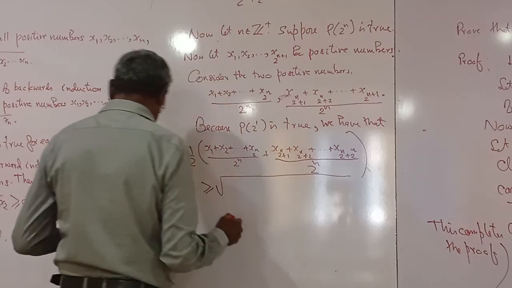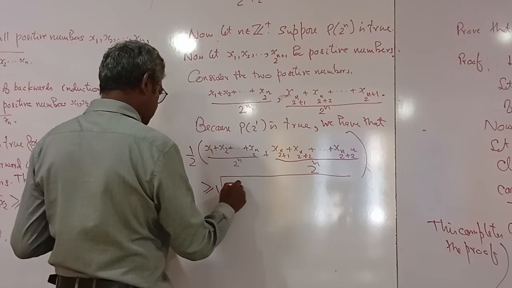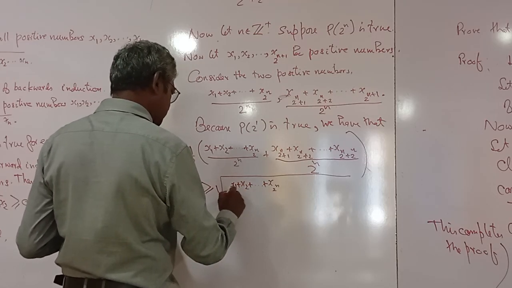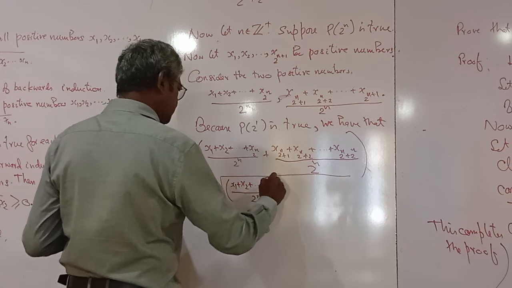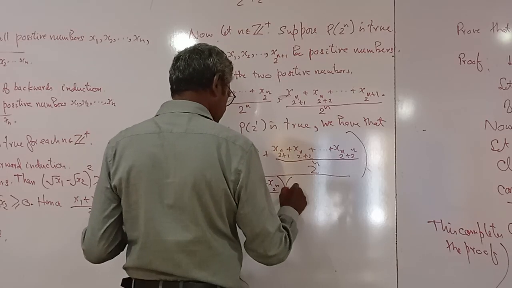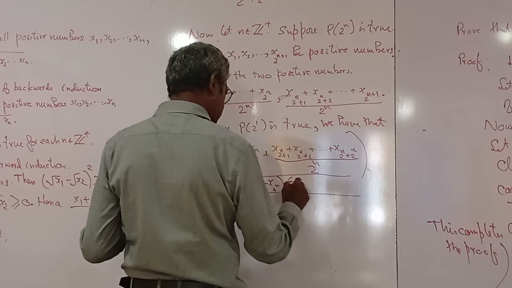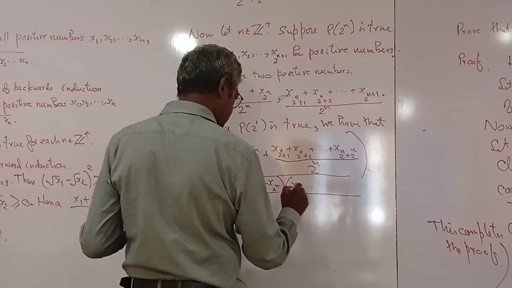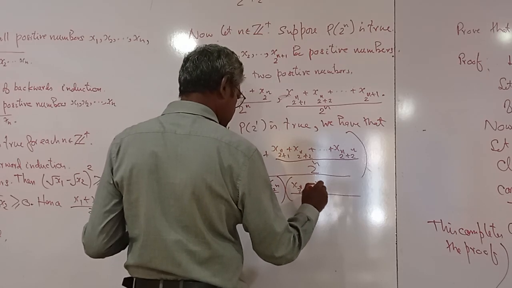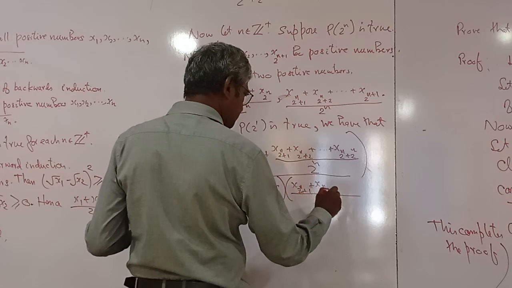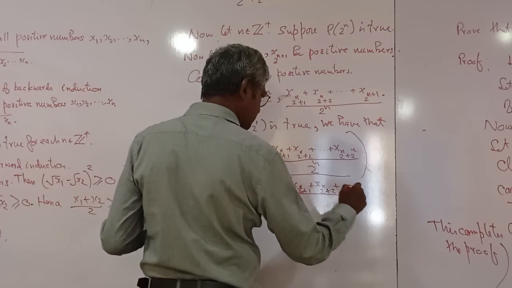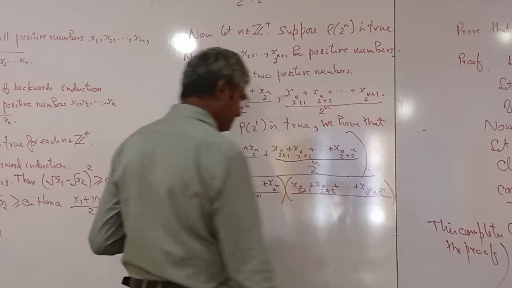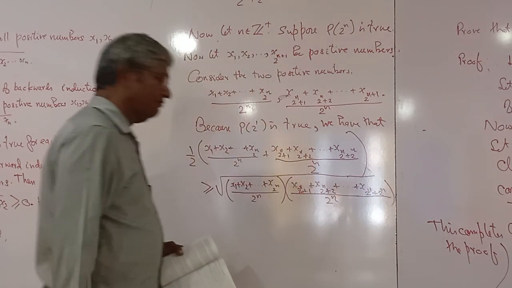Square root of (x1 plus x2 plus and so on plus x of 2 to the n, divided by 2 to the n), this one times (x of 2 to the n plus 1 plus x of 2 to the n plus 2 and so on plus x subscript 2 to the n plus 2 to the n, divided by 2 to the n). Right?